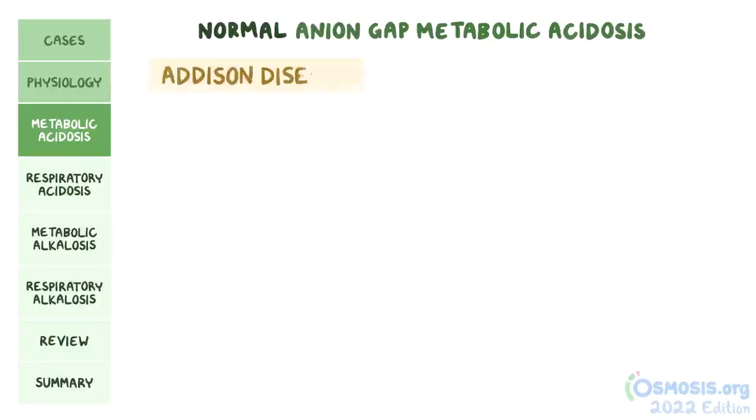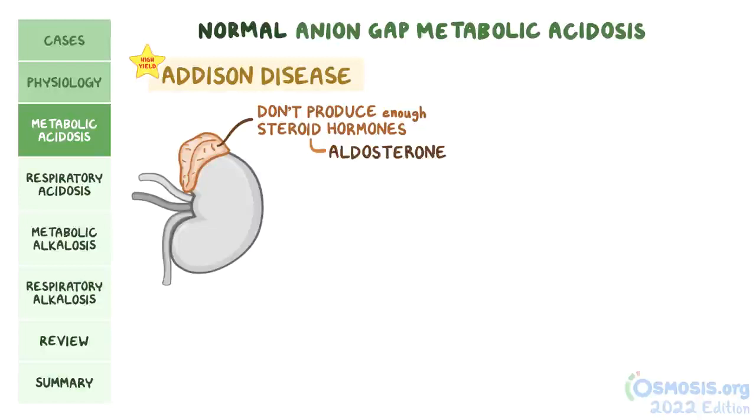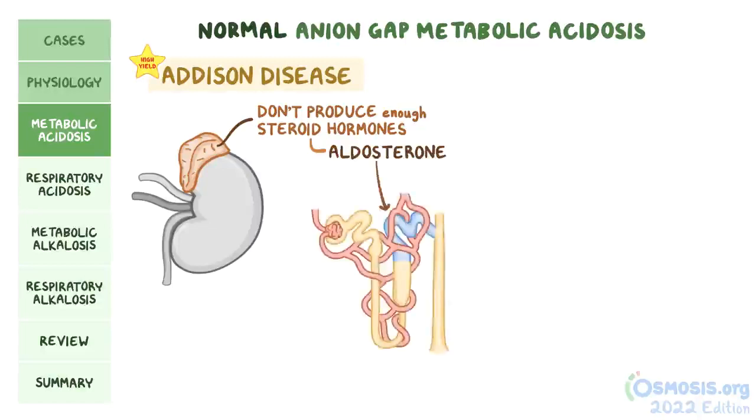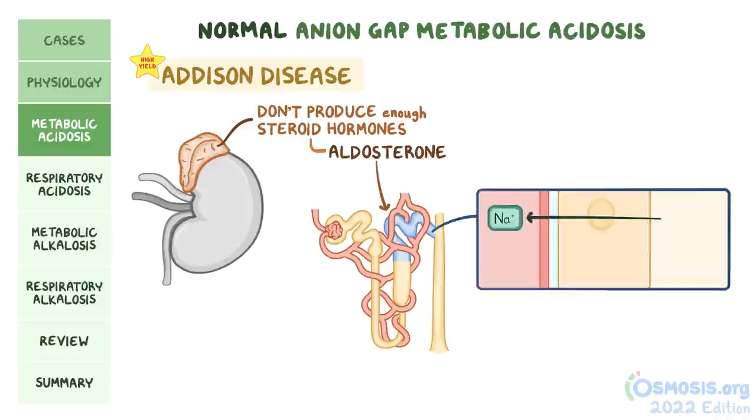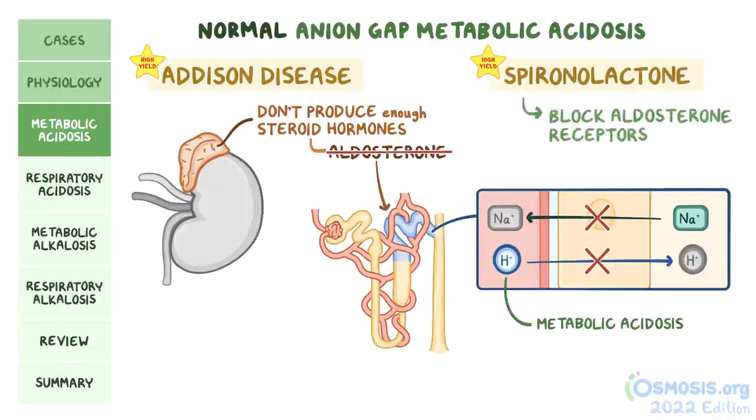Another cause is Addison disease, where the adrenal glands don't produce enough steroid hormones, including aldosterone. Normally, aldosterone tells the kidneys to reabsorb more sodium in the distal tubule, and this is linked to hydrogen ion secretion, meaning as sodium is reabsorbed, hydrogen is secreted. Since there's not enough aldosterone, less sodium is reabsorbed, and more hydrogen will remain in the blood, leading to metabolic acidosis. Similarly, spironolactone can lead to metabolic acidosis by blocking aldosterone receptors.